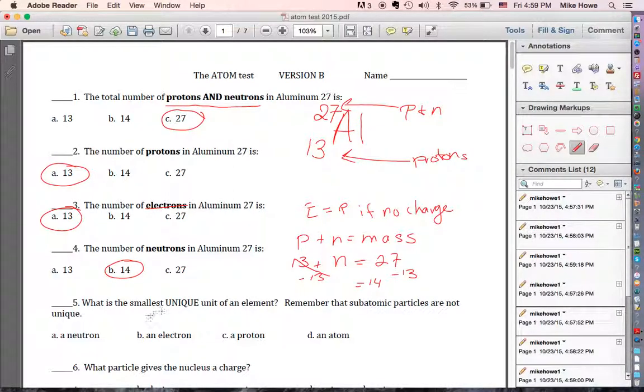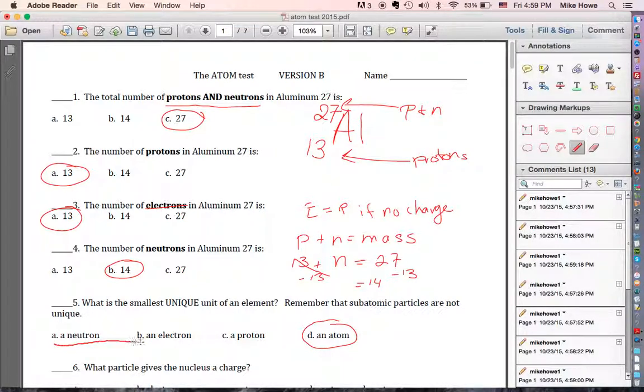Number 5, the smallest unique unit of an element. Now remember, elements are made of one kind of atom. So the simplest piece of an element is its atom. Protons are simpler, but protons are not unique. A proton from aluminum is the same as a proton from calcium, or the same as a proton from chlorine. In other words, a proton is a proton. Same is true for electrons, and same is true for neutrons.